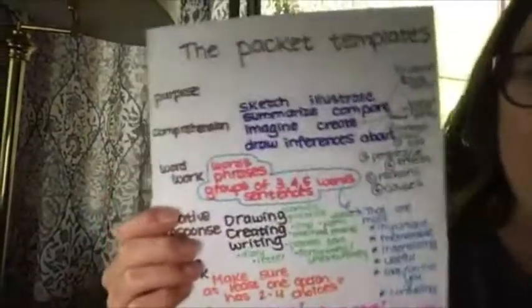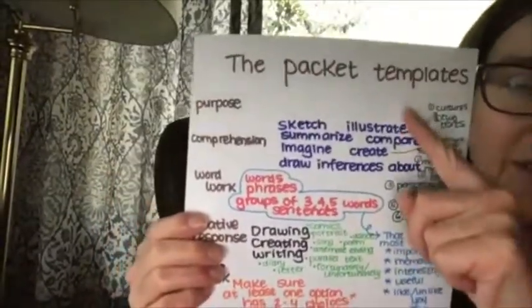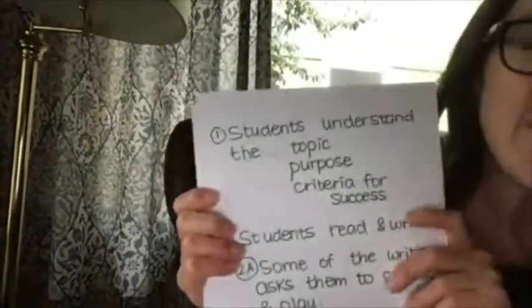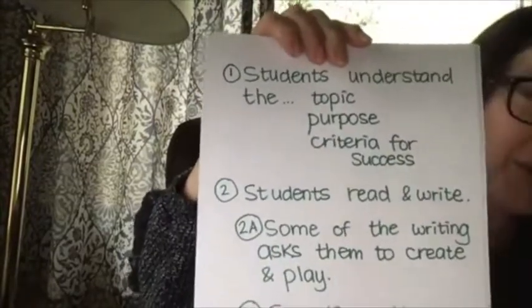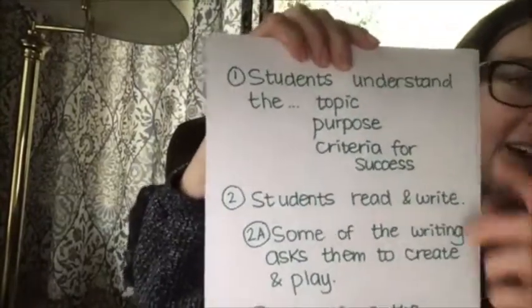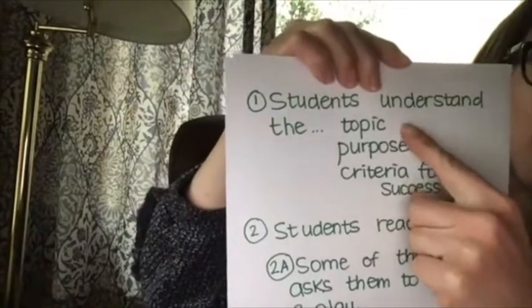So anyway, I'm just going to walk you through this. The packet templates. So your packets, oh wait, hang on. This is actually the backup to that. So this is what makes, I think, a good packet. This is what I'm going to put in the 'what makes a good packet' section in just a sec. So what makes a good packet?